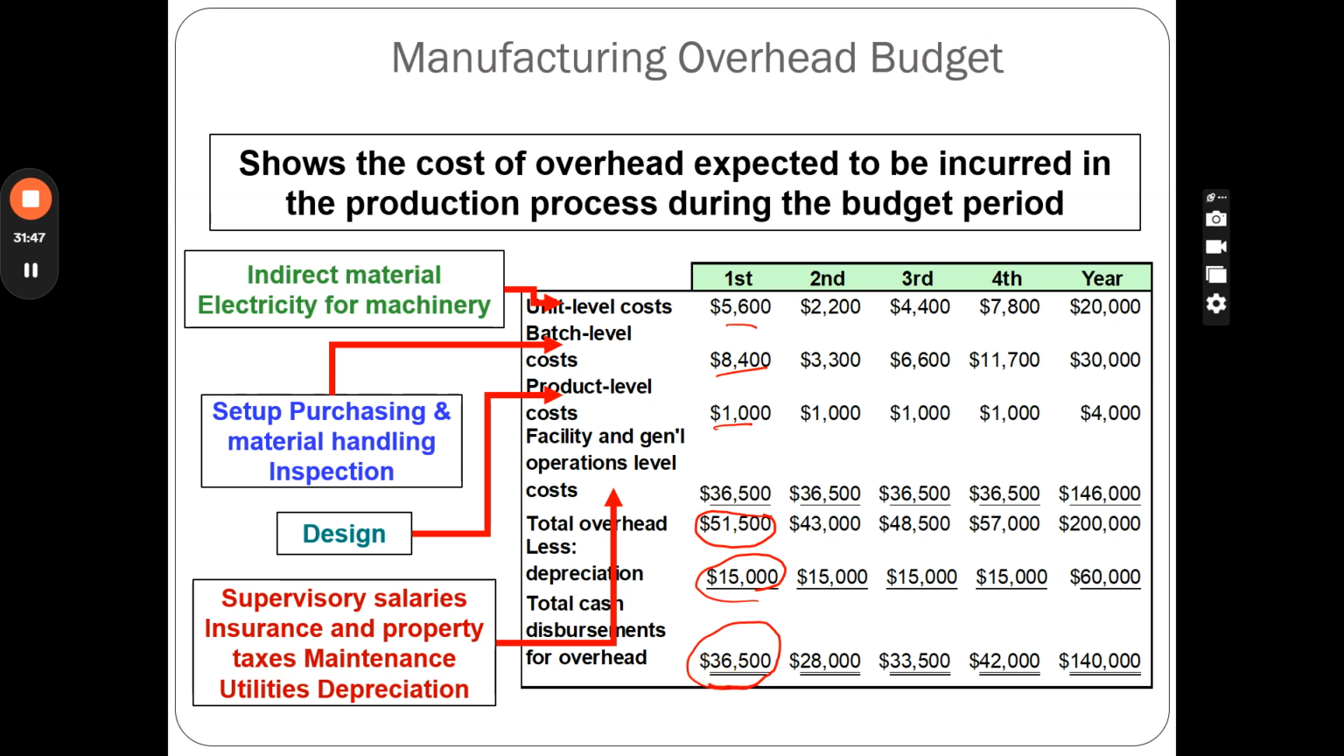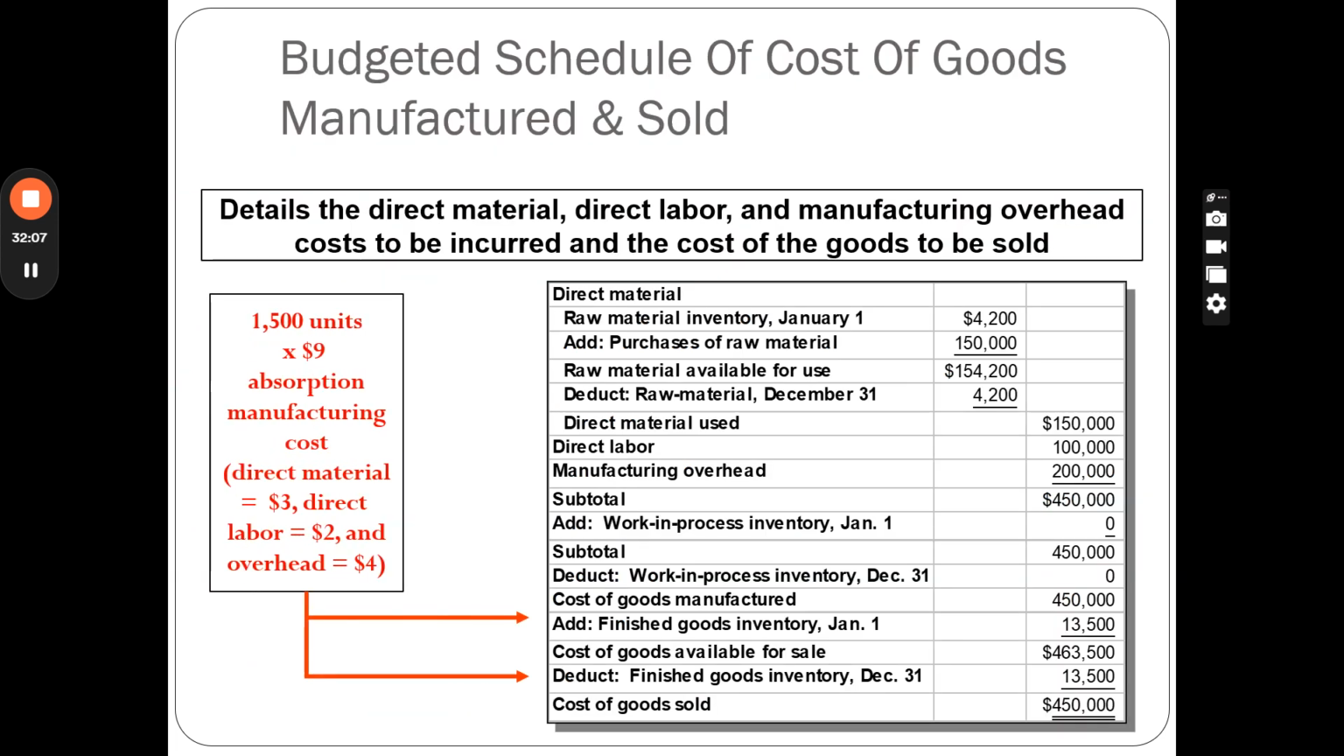So total cash disbursement for overhead is going to be 36,500. Again, this is going to repeat for all the quarters, and finally you will have 140,000 in terms of manufacturing overhead budget. So if you have all these things, you can prepare a schedule for cost of goods manufactured and sold. The formula for this we already studied in section D.